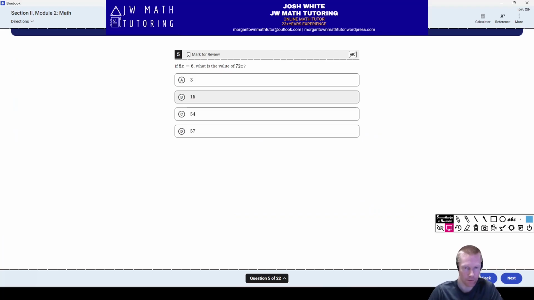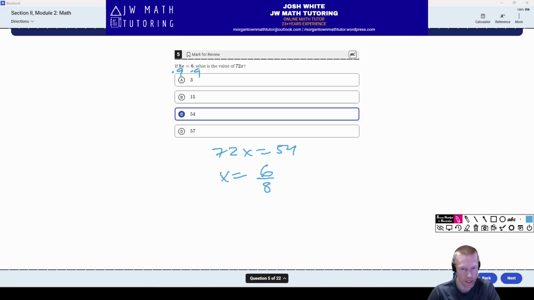All right, here's another problem they like to do where they give you an equation, they don't ask for x, they ask for some other expression. So the quickest, easiest way is to notice you multiply both sides by 9, and you get 72x equals 54. Correct answer is C. However, if you don't recognize that, totally fine. Just divide and get x equals 6/8.